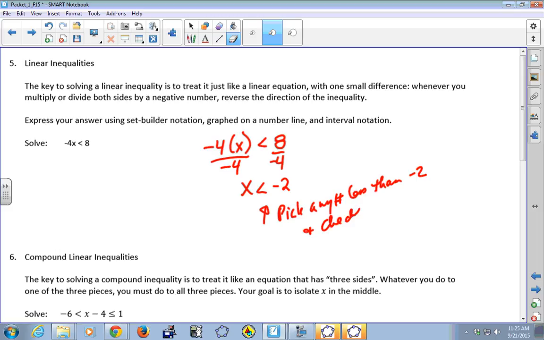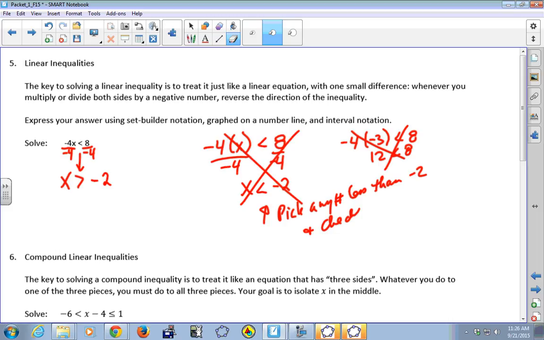So what's a number less than negative 2? Negative 3. So let's pick negative 3. Negative 4 times negative 3, is that less than 8? Is 12 less than 8? No. So you'd say to yourself, oh, this is where I forgot: when I divide by a negative 4, I have to change the direction of my inequality. It's only in multiplying and dividing that you have to remember to do that. So this gives you x, this gives you negative 2, and now you reverse the inequality. So any number bigger than negative 2 is going to be a solution for that inequality.